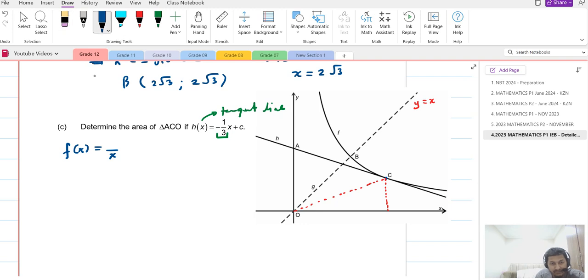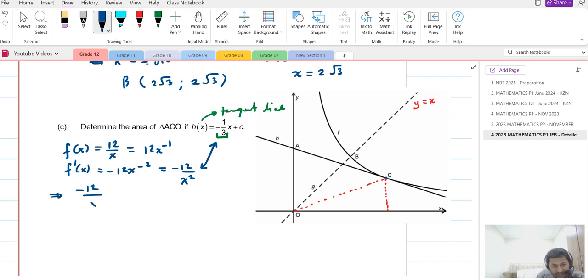So you need to find the derivative of this. We're going to say 12x to the power minus 1. So f prime x we're going to get is negative 12 x to the power negative 2, which is negative 12 over x squared. Now, how did they get the gradient? They substituted some x value here and they got the gradient of negative 1/3. So we need to make this gradient function equal to that gradient because they are related. So we need to say minus 12 over x squared is equal to negative 1/3.